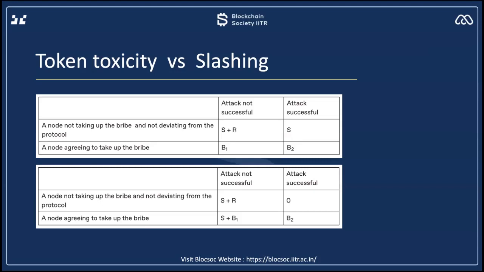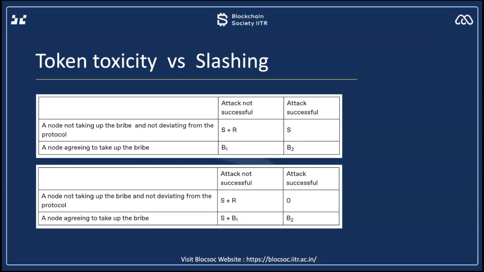Now this is not a bad condition to have, right? If you're bribing someone, then the bribe B2 must be greater than 0, and the bribe B1 must be greater than R. These are not huge amounts, right? And it could be possible for you to actually have this capital and actually convince a third of a network to behave maliciously. So that's not a good argument for token toxicity.